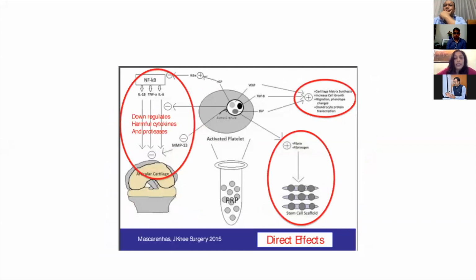So here we see the platelet is activated. We see that it releases fibrinogen and fibrin. Also, it releases the growth factors we talked about, such as TGF-beta, vascular endothelial growth factor, etc. And these are responsible for cartilage matrix synthesis, cartilage repair, and chondrocyte production. But very importantly, we see that the platelets downregulate harmful cytokines and proteases. They decrease interleukin-6 and TNF-alpha, and this is very important for its anti-inflammatory effects.